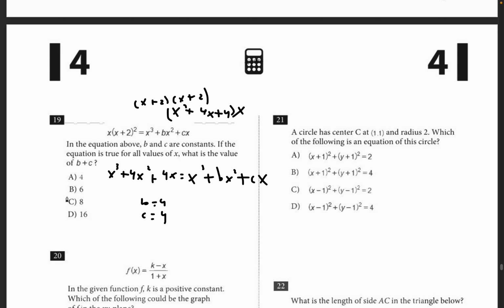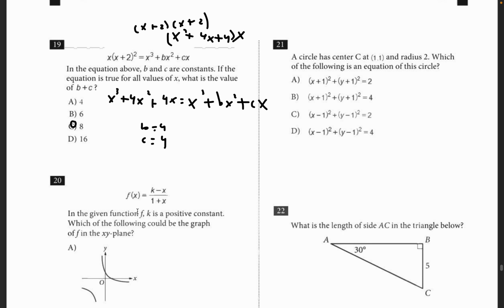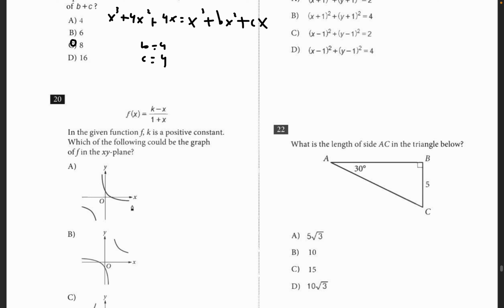B plus c, 4 plus 4 is 8. 20. In a given function, x is a positive constant. I mean, let's say it's 1. So if we were to flip this, negative x plus 1, then 1 plus x. So the graph should be inverted to each other, right? So the asymptote, they're inverted. The asymptote here has to be negative 1.